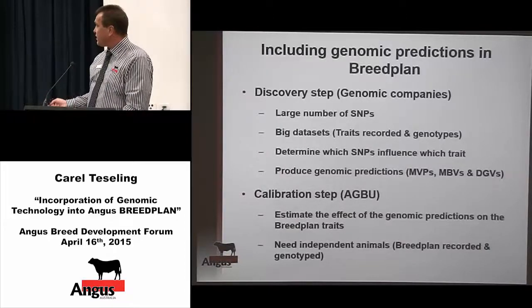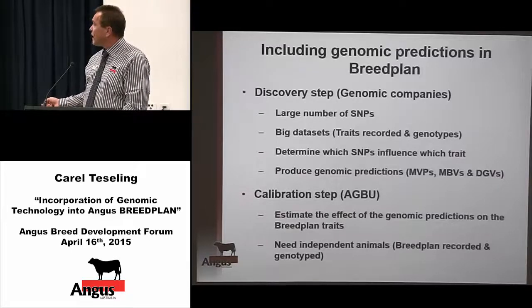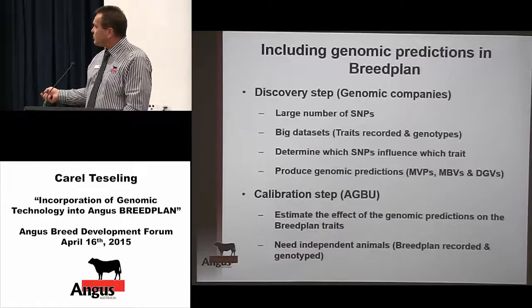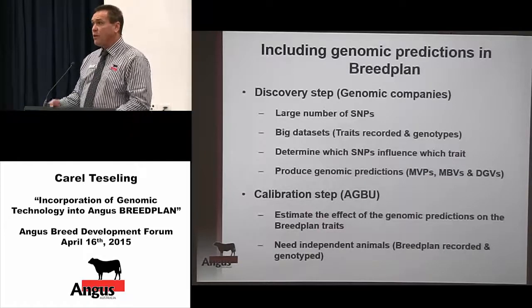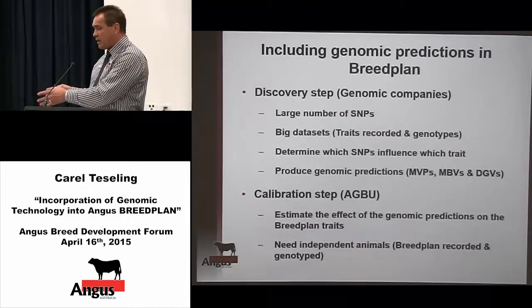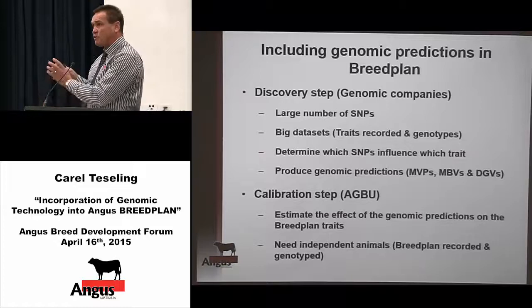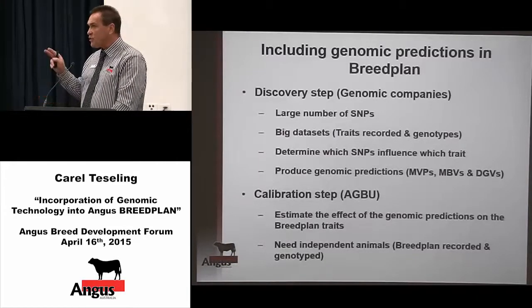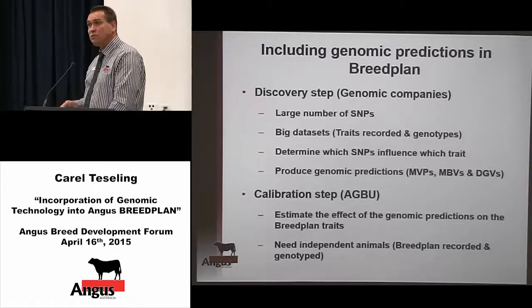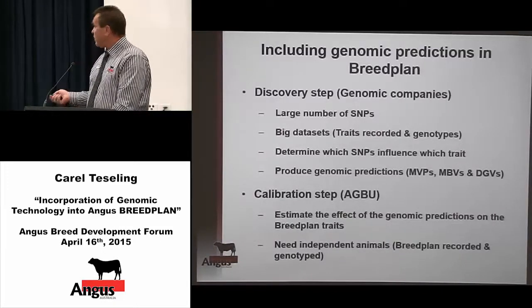And then, of course, there's the calibration step that AgBoo does. What they do is take these genomic predictions and estimate their effect on the BREEDPLAN traits. So they say, okay, we have these BREEDPLAN animals that have been BREEDPLAN reported and have EBVs, and what is the effect of this on the actual performance of animals? So then they do that analysis.